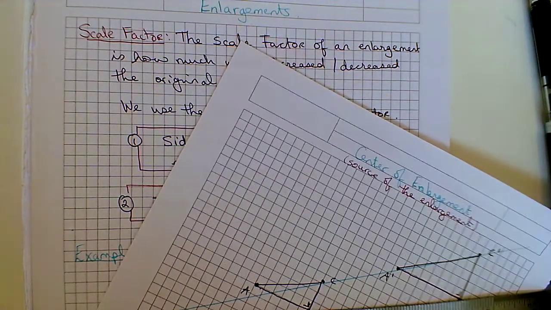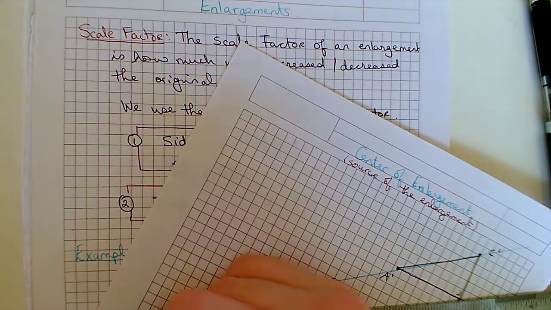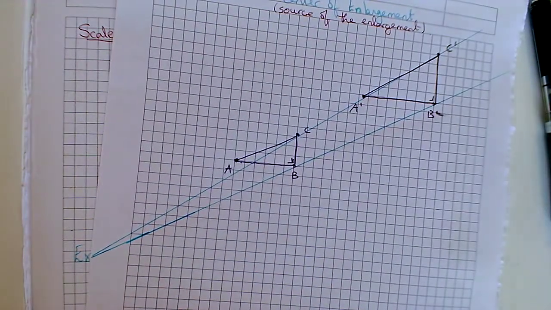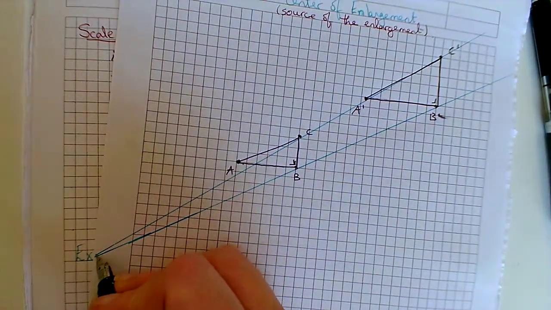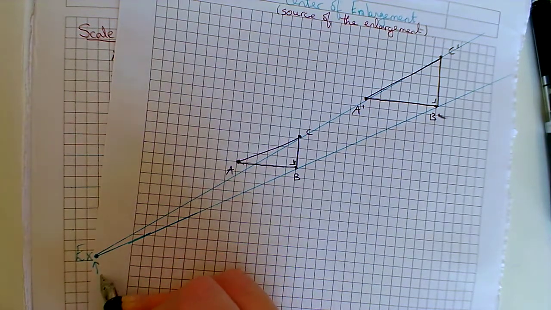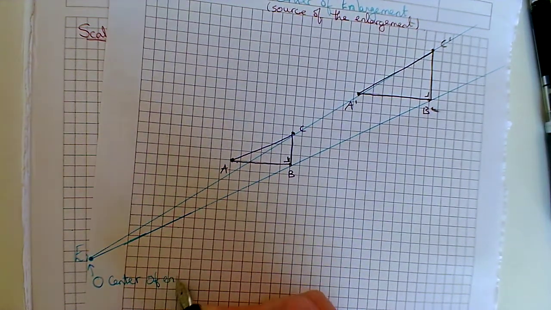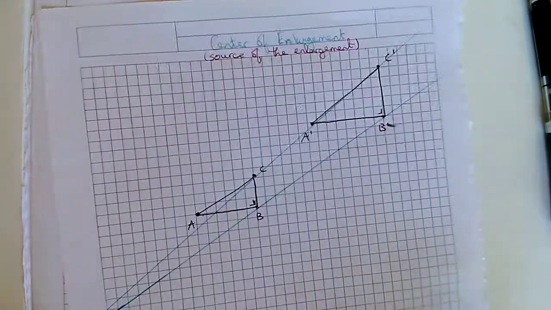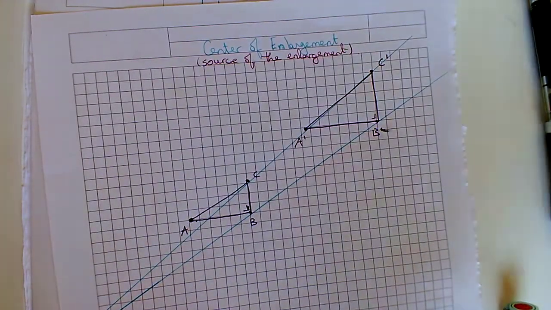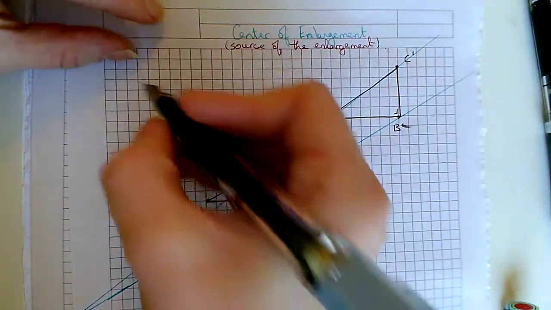But where those lines meet is the center of enlargement. Just about meets on the page here. Just about meets down here. So this is, we use the letter O for it, the center of enlargement. So let's just write a quick note on this, and then I'll do a second one that will hopefully work a bit better.